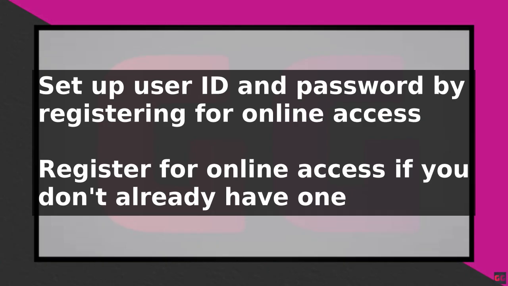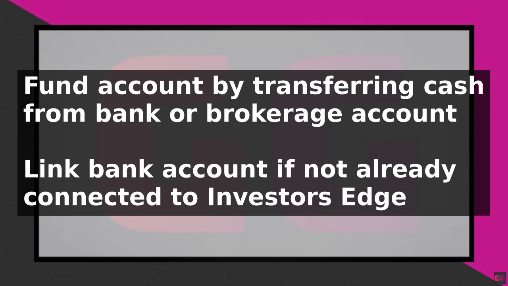The next step involves setting up a user ID and password, which can be done by registering for online access if you don't already have one. The final step is to fund your account, which can be accomplished by signing on and transferring cash from a CIBC bank account, another bank account, or a brokerage account. Linking your bank account is necessary if it's not already connected. With these simple steps, you can easily get started with the CIBC Investor's Edge and begin managing your investments.